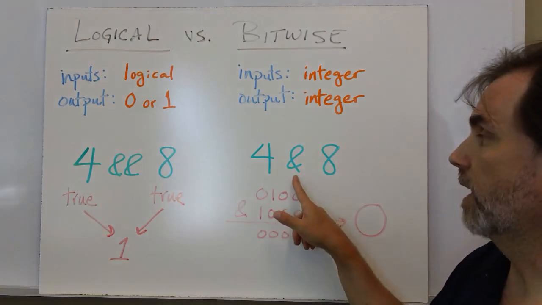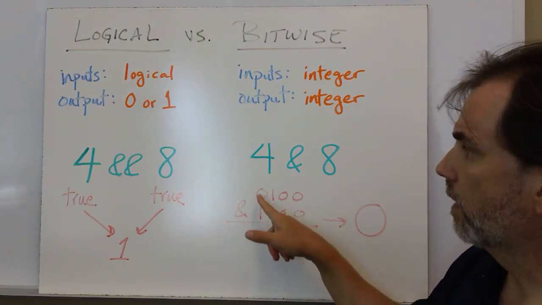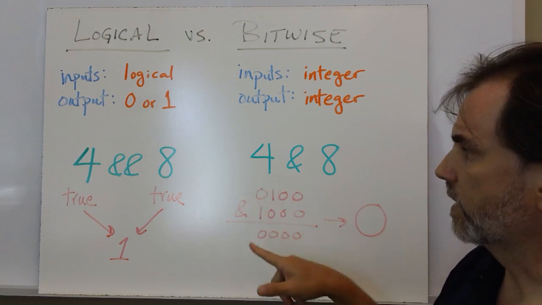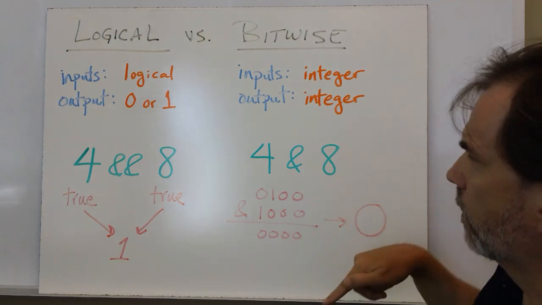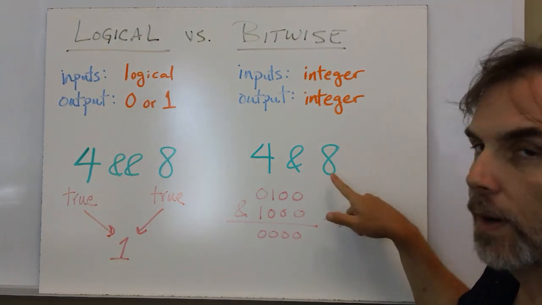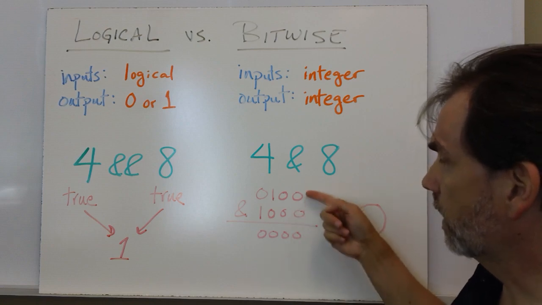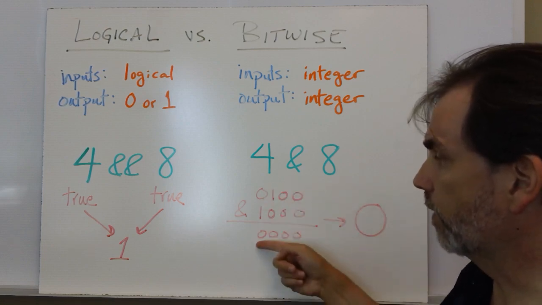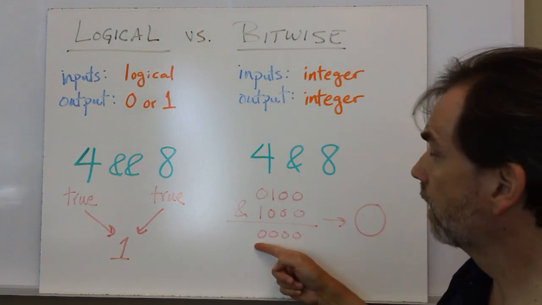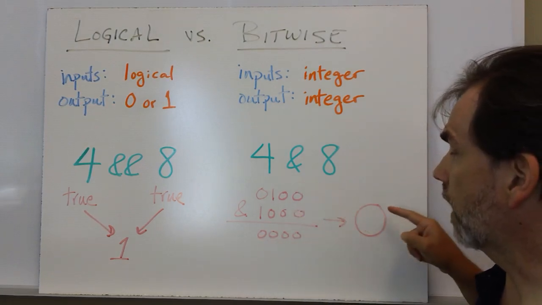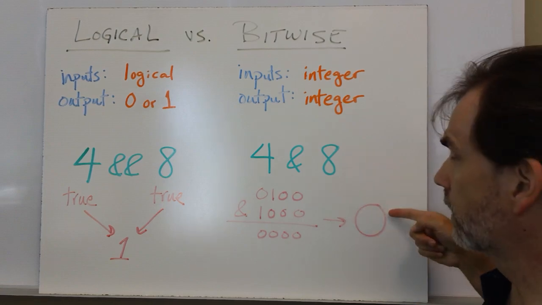If we apply the bitwise operator instead, we get a different answer. The bitwise representation, the binary representation of 4 is 0, 1, 0, 0. The binary representation of 8 is 1, 0, 0, 0. We AND the corresponding bits together and we get all zeros. And so the result of this expression using the bitwise AND is 0.